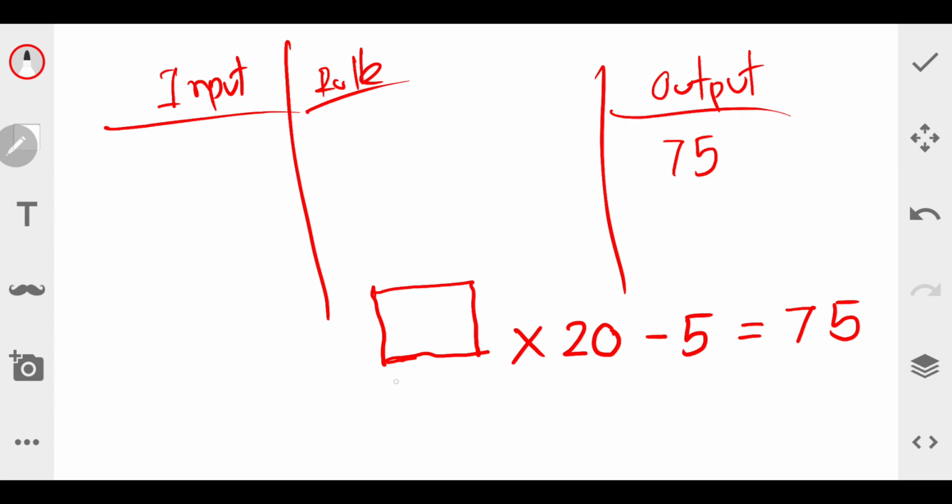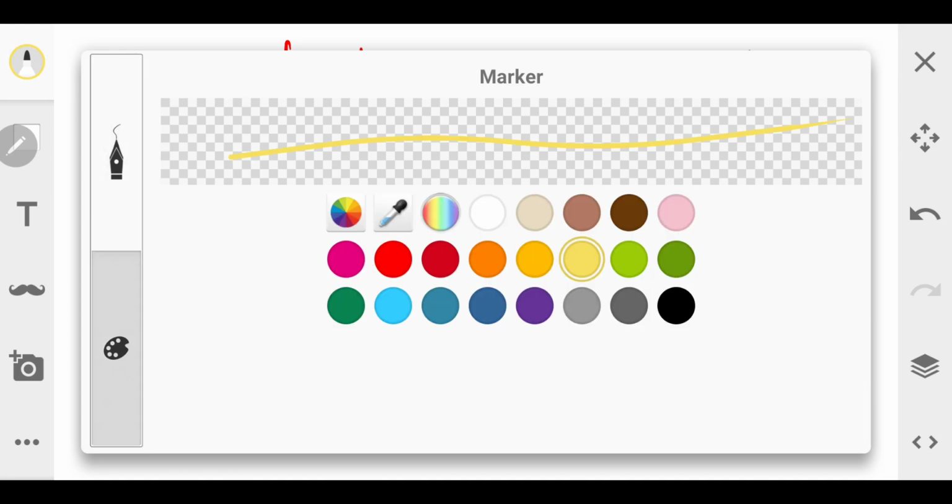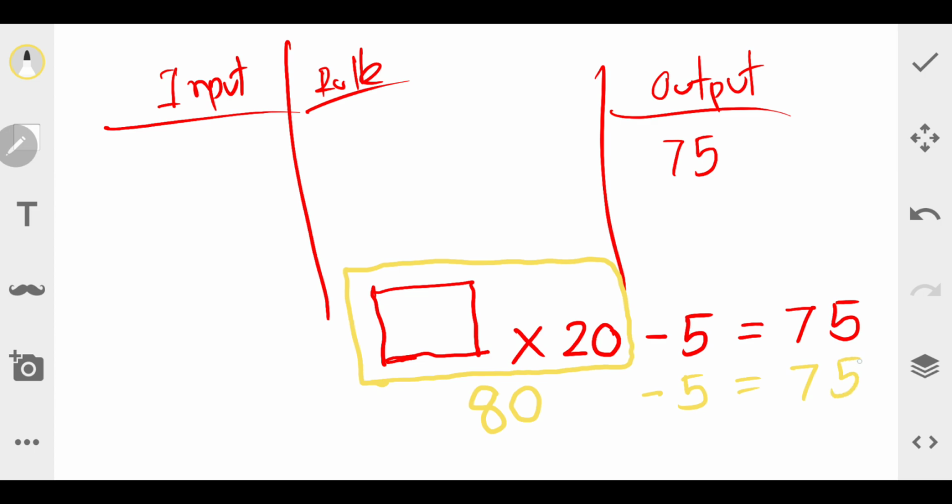First of all, to do this, I'm going to use a different color. First thing is you have to figure out the whole thing. What should this whole thing be? And if you subtract 5, you will get 75. What is that number? That number must be 80, right? 80 minus 5 is 75. So I'm going to first write 80 equal to 75, right? But remember, this is not 80. This is a blank times 20. That gives you 80. So what number times 20 is 80? You have to think about that.